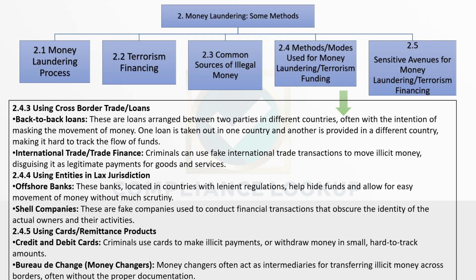Example: a criminal organization uses dozens of prepaid debit cards, each with a small amount of money, to withdraw funds from ATMs in different countries. The total amount adds up to a significant sum, but each individual transaction appears small and legitimate, making it difficult for authorities to detect the illicit nature of the withdrawals.